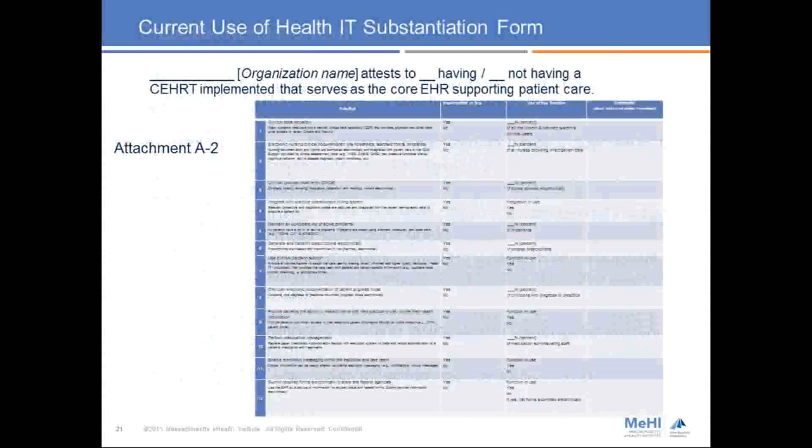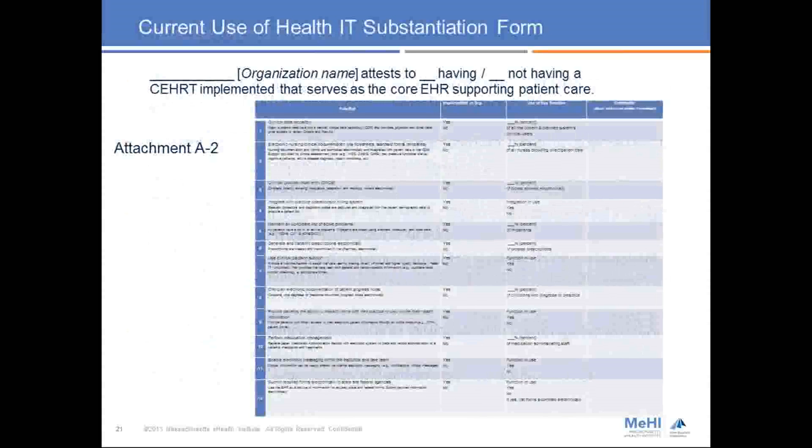Applicants are required to attest to the level of health IT that is currently implemented and available to care providers in the organization. This is required in order that we may determine an organization's health IT baseline for the program. In Attachment A2, the organizations are required to attest whether or not they have a certified EHR implemented that serves as the core EHR supporting patient care.